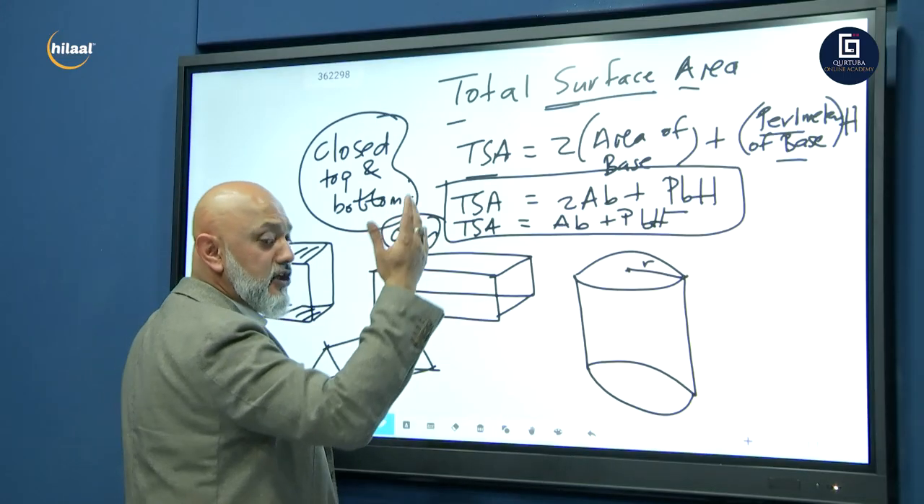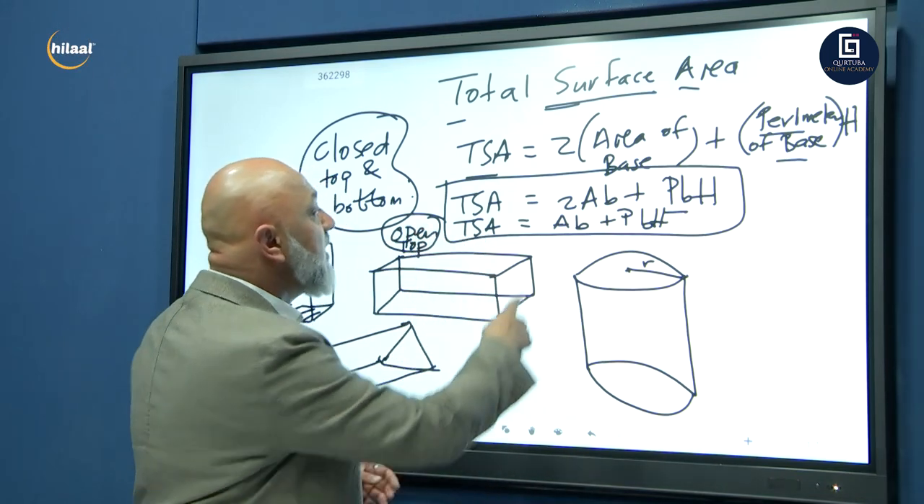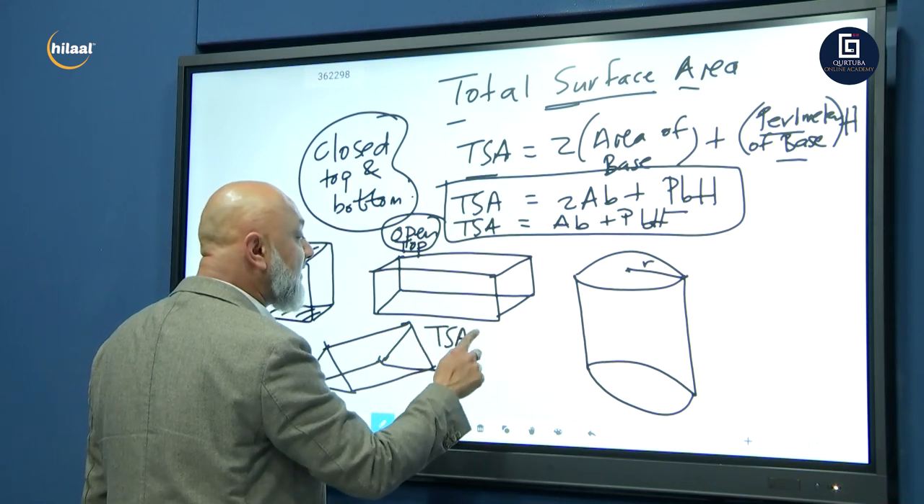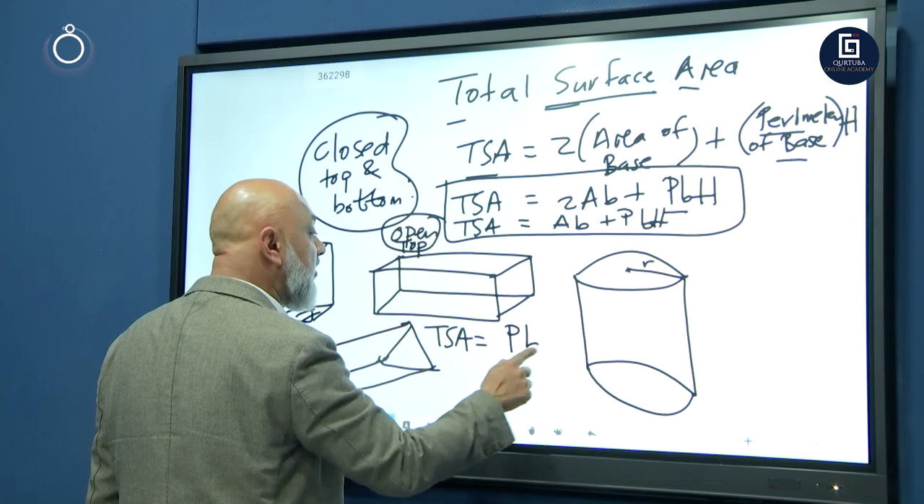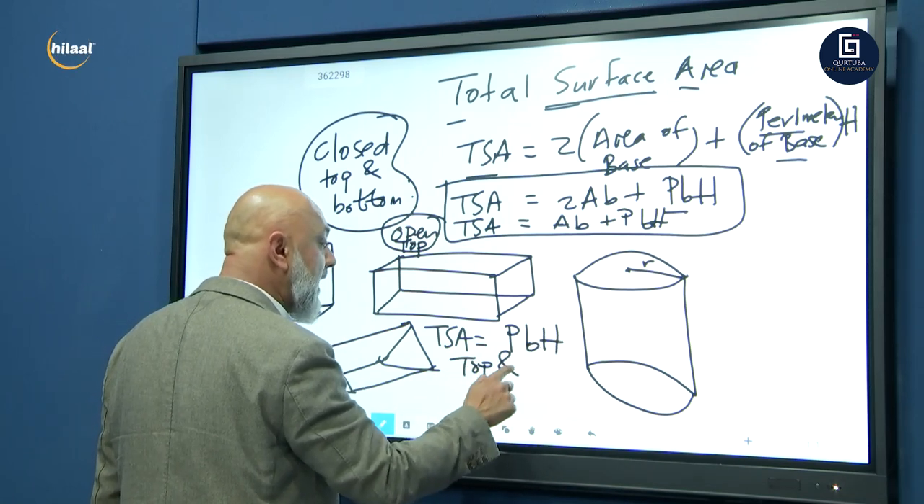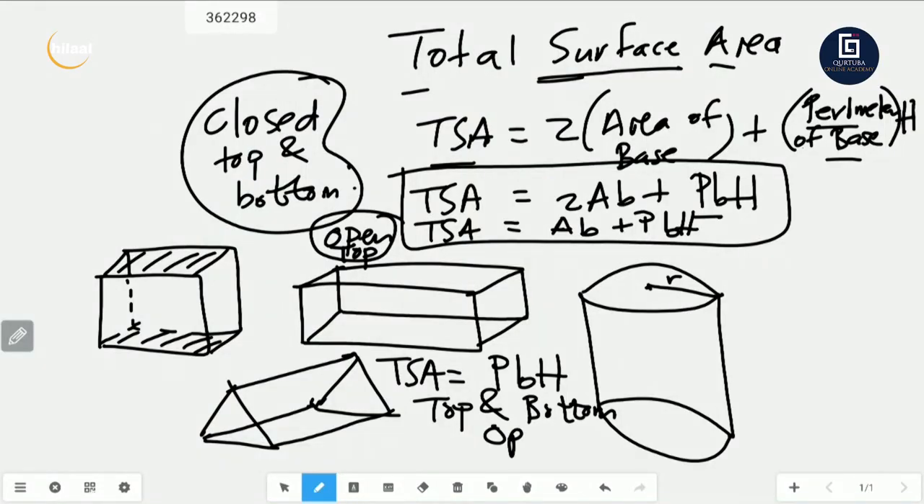But what if it was open on the top, like a toilet roll holder? It's open at the bottom, open on the top. There's no base. There you would just say total surface area is equal to perimeter of base times height if top and bottom are open. So you don't need to learn all these three. You just need to learn this one.